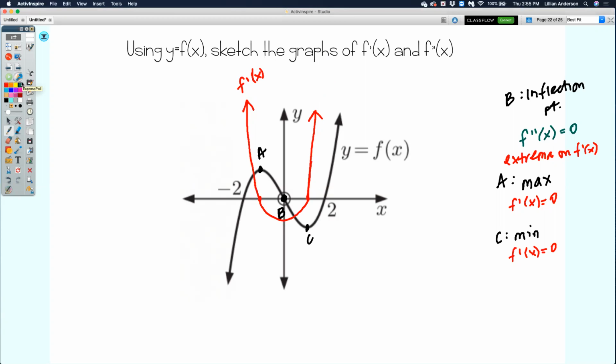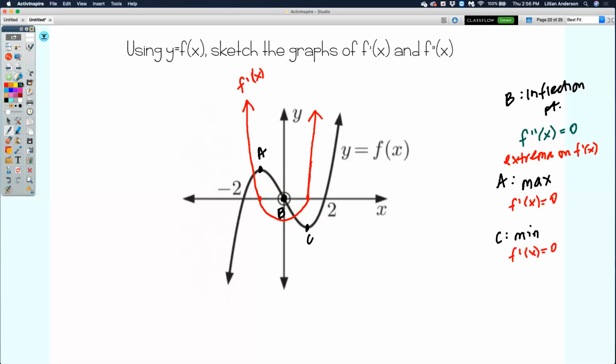Would that be like a quadratic, or do you not know for sure? Well, we can use that to help guide us, because since our original was a cubic, when we take the derivative of a cubic, that gives us a quadratic. So we can use that to help us when we get to graphing.